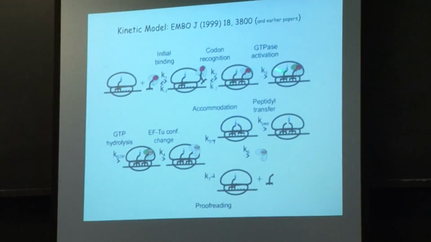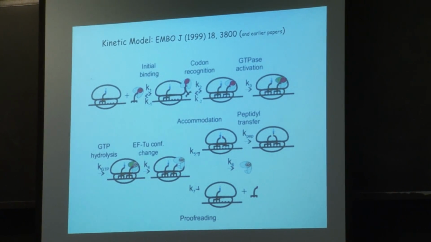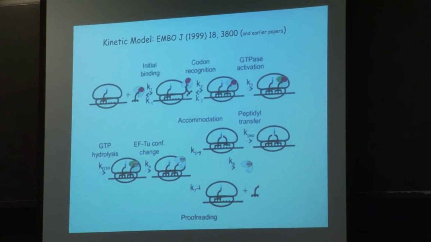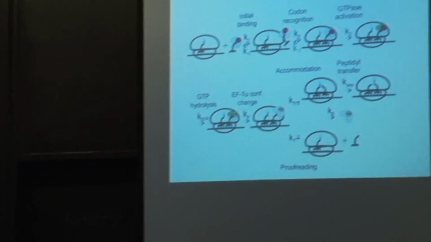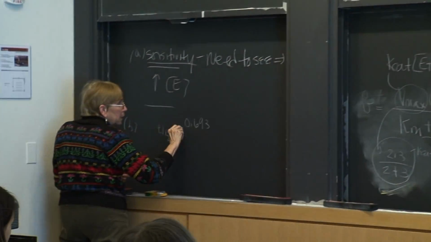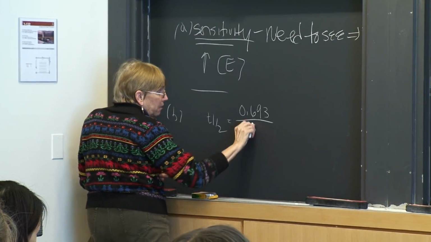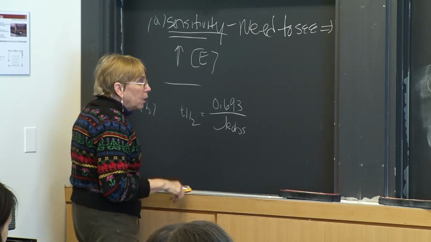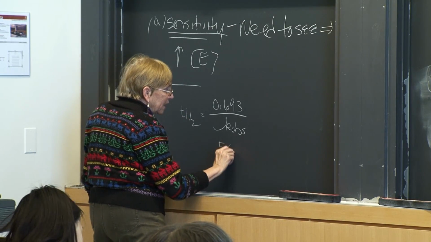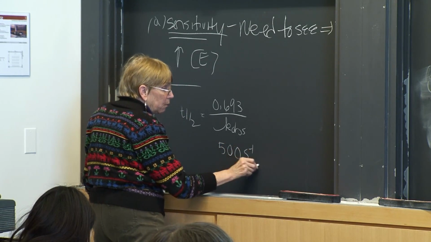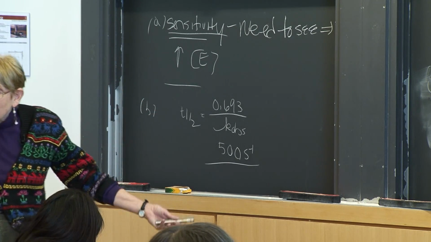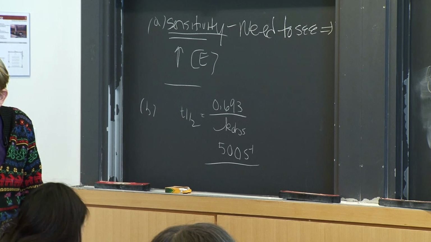So all of these take place on the enzyme, so everything is stuck on the enzyme. So it's all first order. So the half-life of the reaction, if you go back and look at your introductory kinetics, is 0.693 divided by k observed. And so if you had, say, a rate constant of 500 per second, then that gives you a half-life of 1.5 milliseconds, okay?